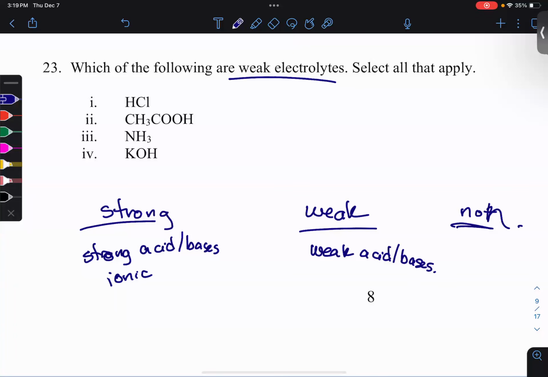And then non-electrolytes, how do we identify those? Usually those are just molecular things. Anything that's not made up of ions. Okay, so how do we differentiate these strong acids and bases and weak acids and bases?